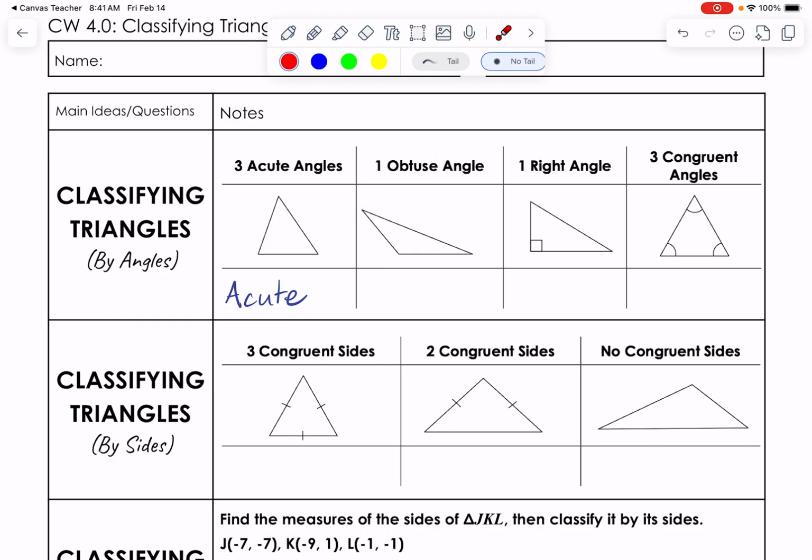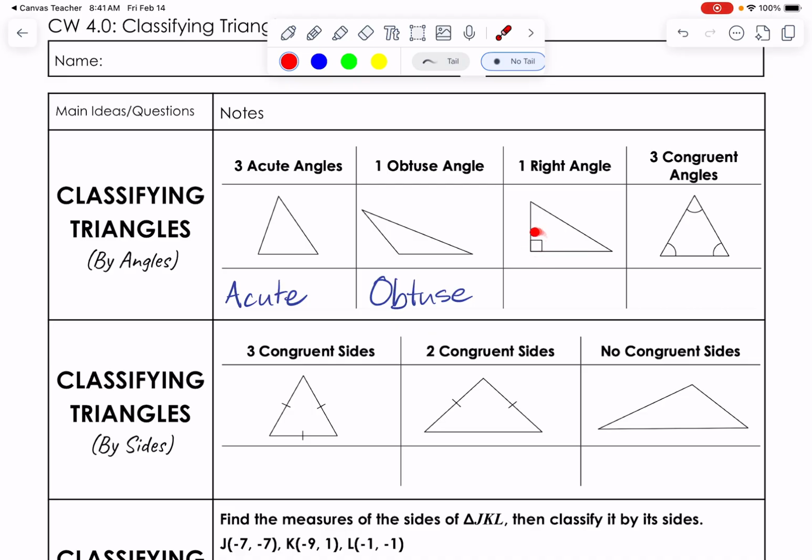Here, this triangle has one obtuse angle. So to call a triangle acute, it had to have three acute angles. But to be an obtuse triangle, it only has to have one obtuse angle. And that's what we're going to call it, the obtuse triangle. Notice, the obtuse triangle still has two acute angles on it, but one obtuse angle is enough for the entire triangle to be called obtuse.